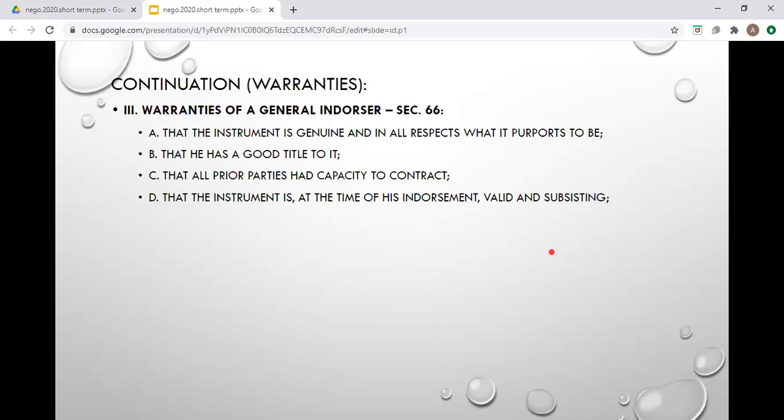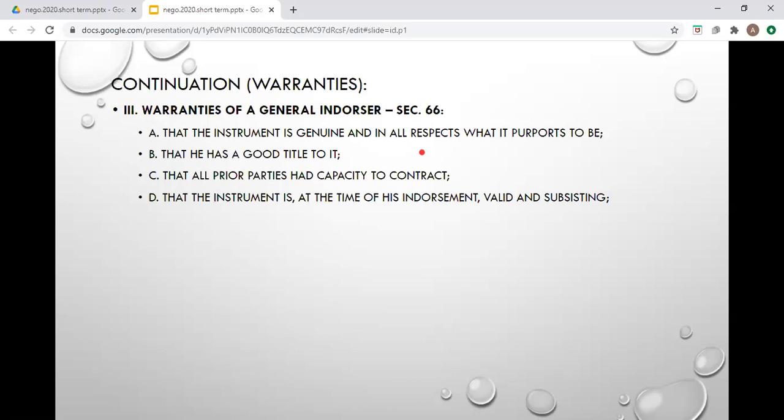Anong ibig sabihin nun? Ibig sabihin, if the instrument has a defect, it does not matter whether our general endorser has knowledge of that defect. If the instrument has a defect, then the liability will now attach. No qualification shall be made. Alam ba niya o hindi niya alam, it does not matter. He being a general endorser, the liability is now created.